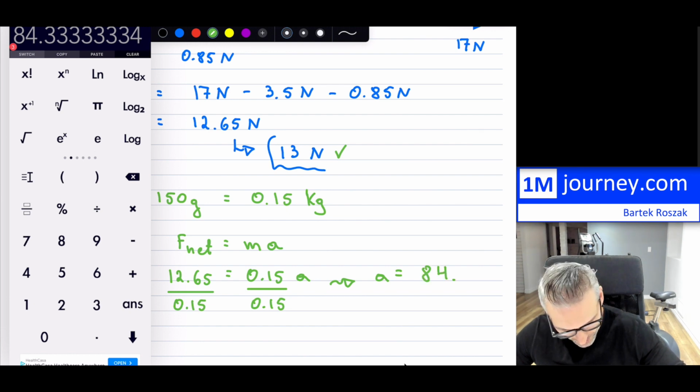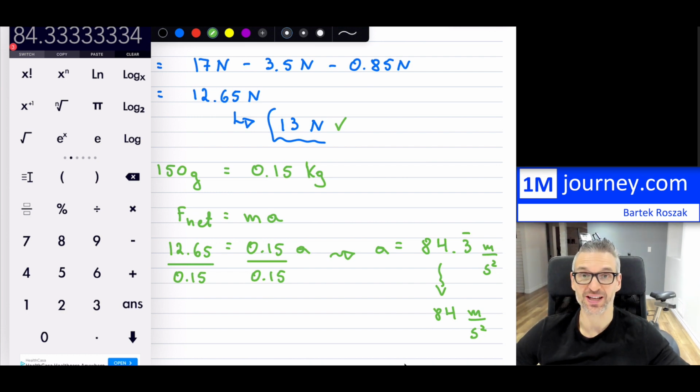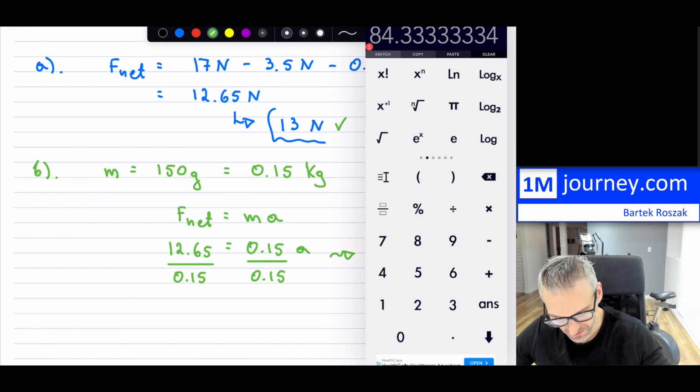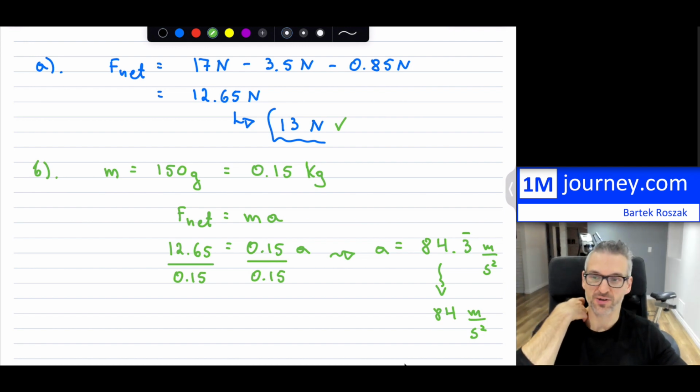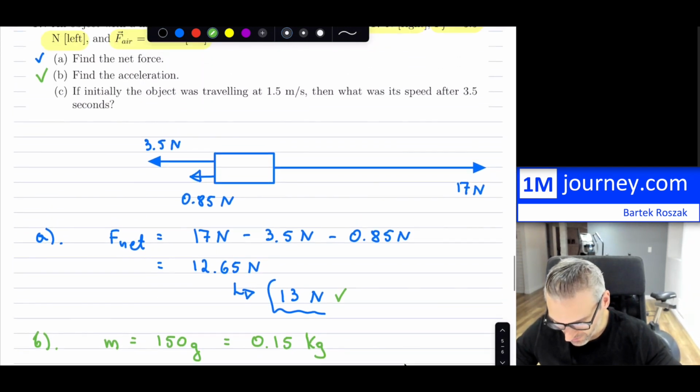So 84.3333, etc. meters per second squared. And again, if I round this to two significant figures, it's about 84 meters per second squared. It's pretty crazy. It's really accelerating, but that's because this mass is very tiny, right? So it doesn't have a lot of inertia. The smaller the mass, the less inertia it carries, and it's much easier to accelerate it. So that would have been part B.